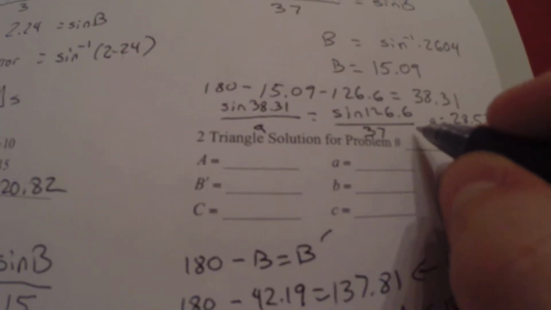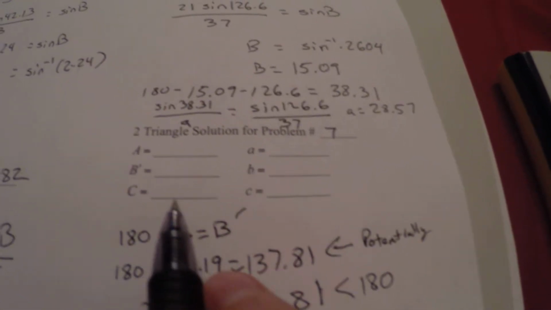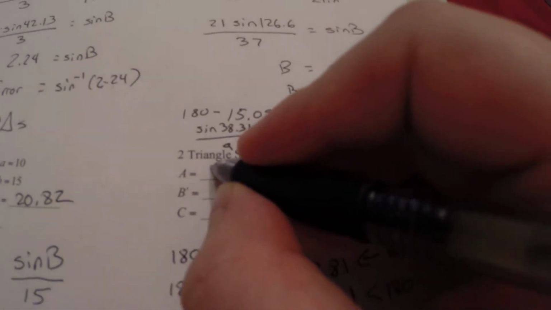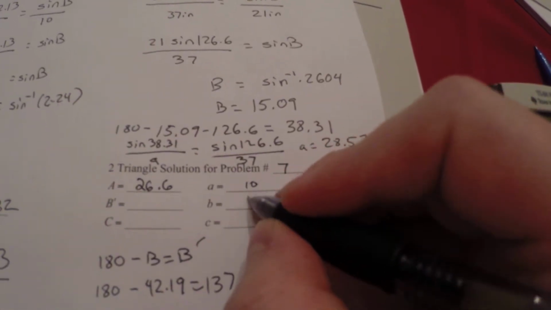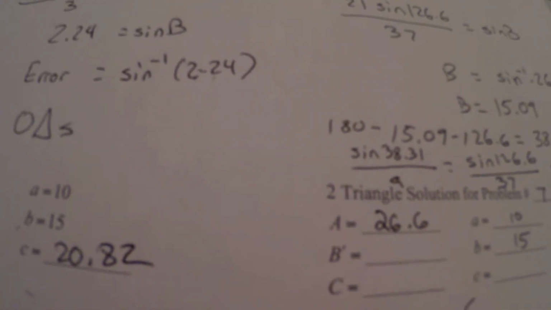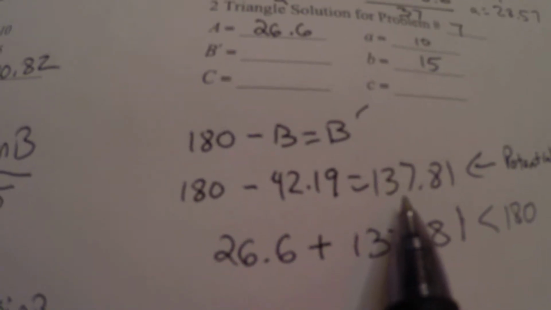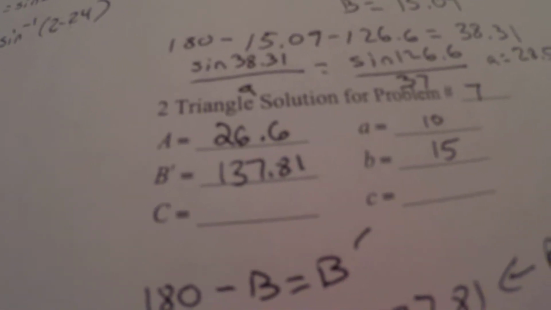So this is for number 7. It's got a lot of math all over the place. The originals stay the original, so 26.6, 10, and 15, they're the same. They don't change. We know the B prime. We solved B prime to be 137.81, so I know that this is 137.81. And from here, once you set this up, you just solve it like normal.